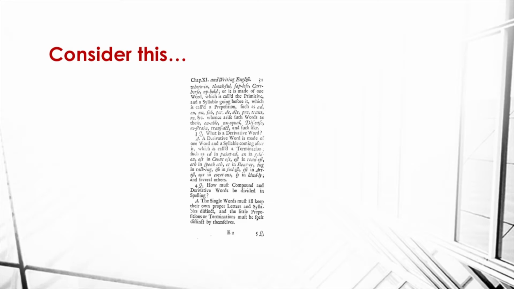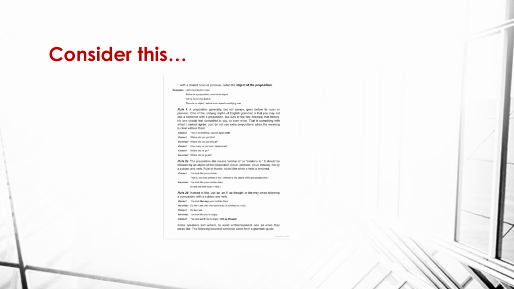This is a textbook on grammar from 2014. It reads, the preposition like means similar or similarly to. It should be followed by an object of the preposition, noun, pronoun, noun phrase, not by a subject and a verb. Rule of thumb, avoid like when a verb is involved. Instead of like, use as if, as though, or the way when following a comparison with a subject and a verb. Wow. It does not appear that grammar changed much in 3 centuries.